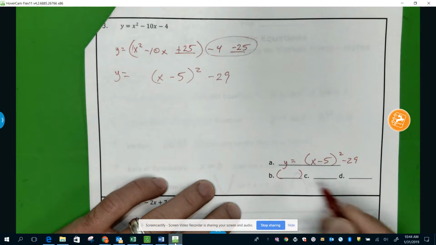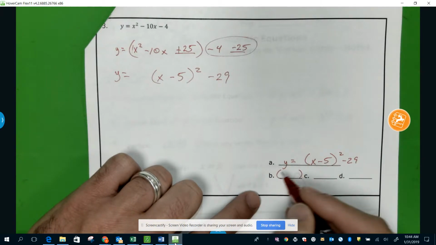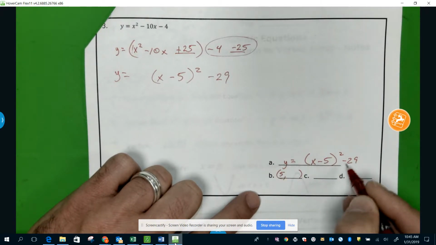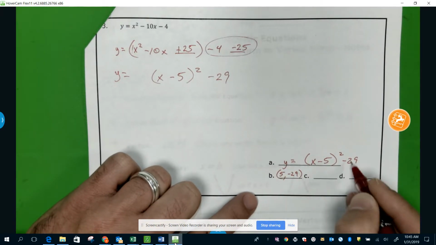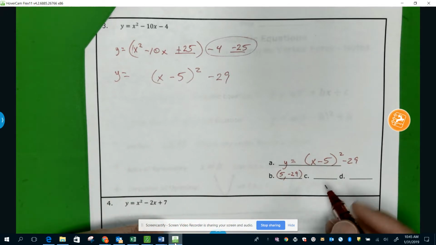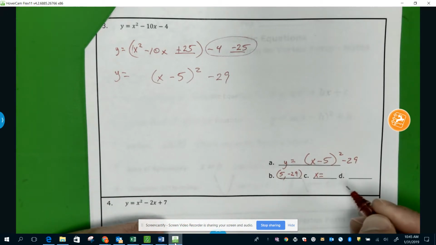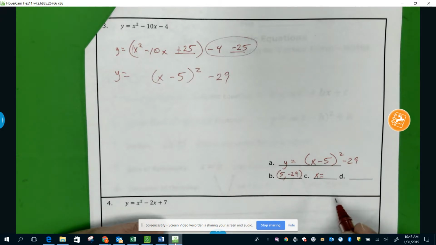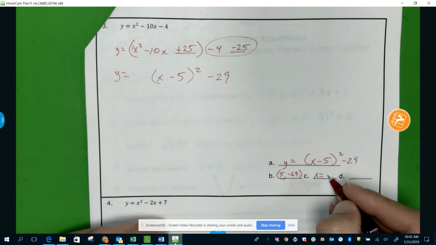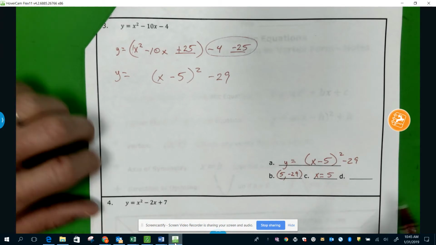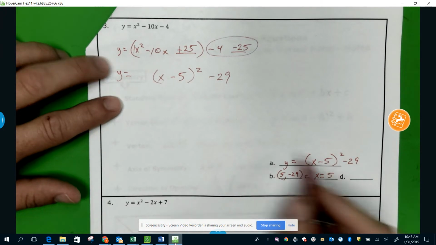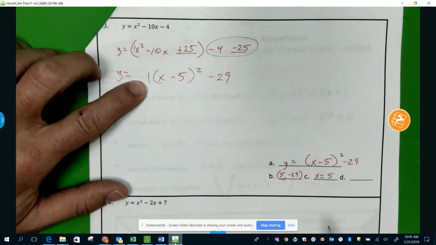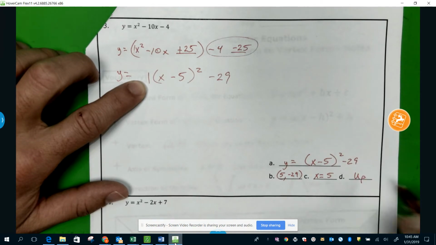The vertex, the x value is always opposite, so it's positive 5. And the y value always is what it is, negative 29. The axis of symmetry always has to say x equals, and so the x value of my vertex was 5. And the last thing, which direction do we open? There's an invisible 1 out front again, a positive, so that tells us that our graph opens upward.